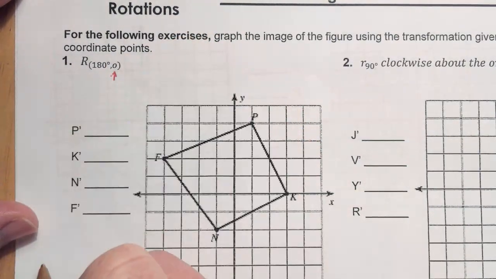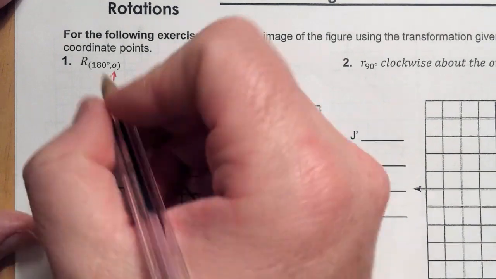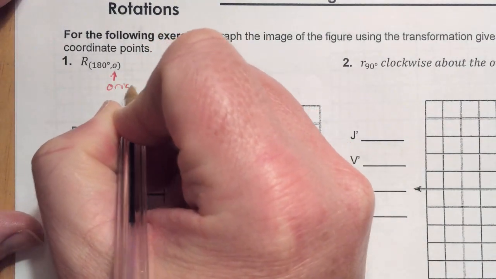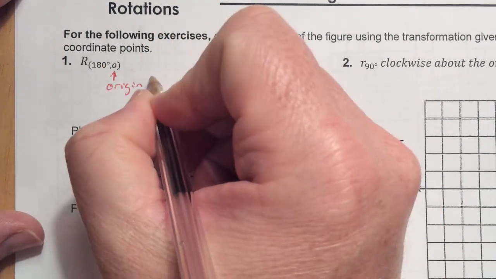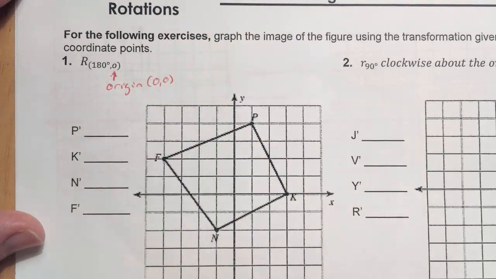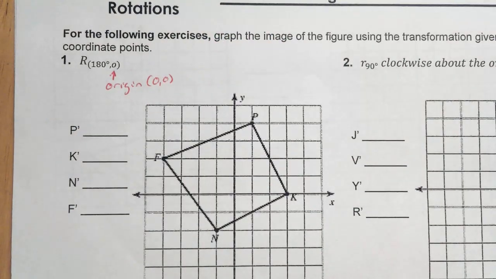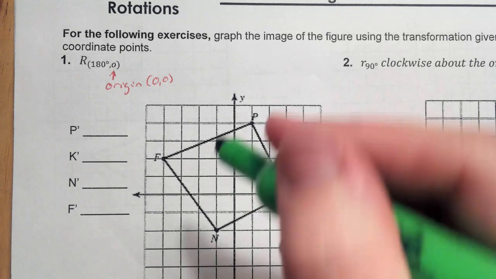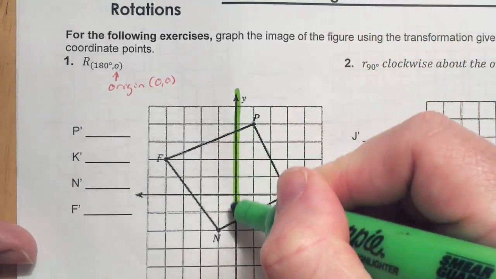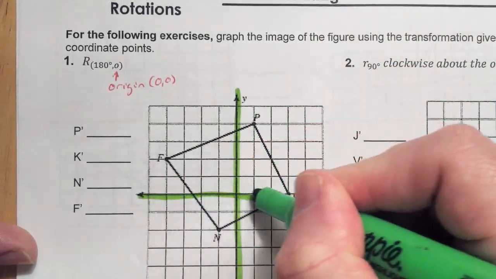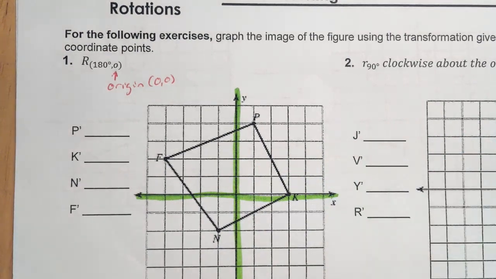And this right here tells me that I'm going to rotate it around the origin. That means 0, 0. So we're going to go around 0, 0. So that makes my life super simple. So I'm just going to take my highlighter and darken my axis lines. That makes my life a little easier.